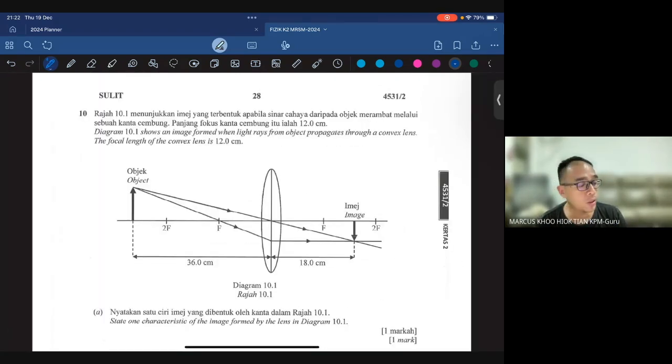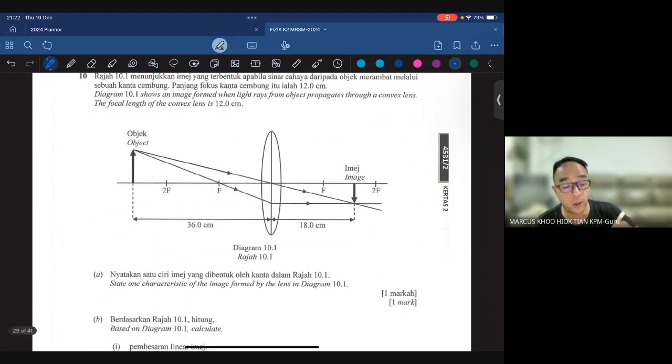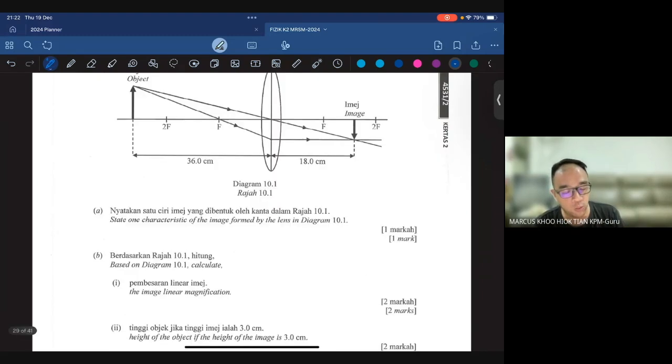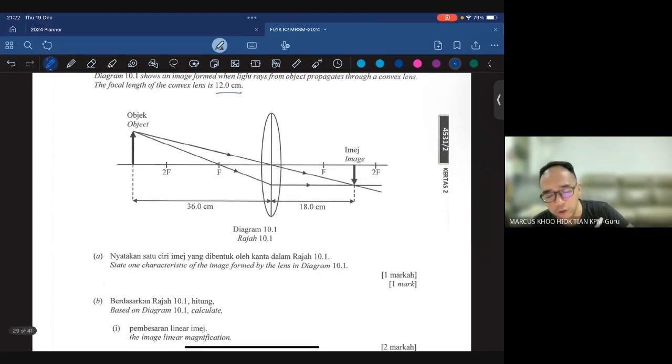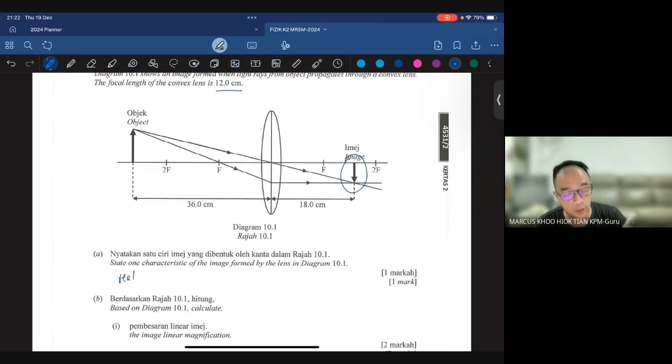Diagram 10.1 shows an image formed when light rays from an object propagate through a convex lens. The focal length of the convex lens is 12. State one characteristic of the image. All you have to do is look at this image and tell me what it is. Obviously it's a real image. Any one of these answers is fine. It's real or it's inverted.